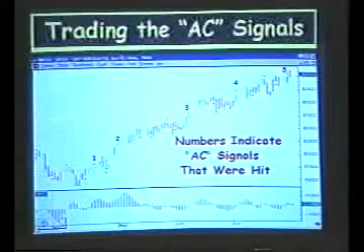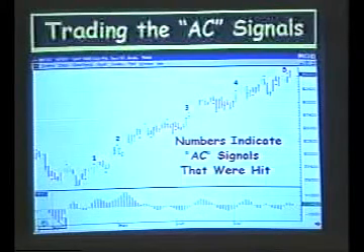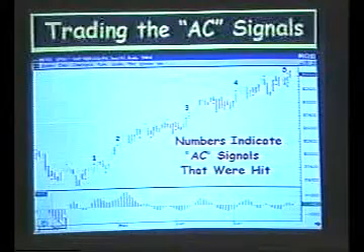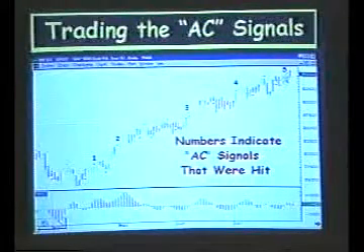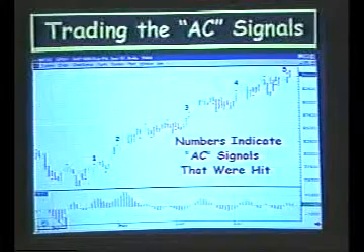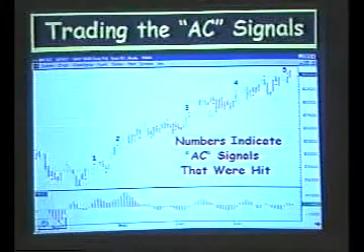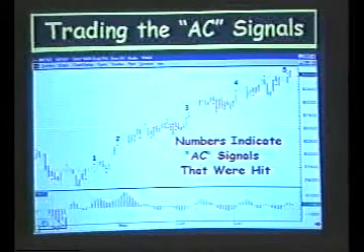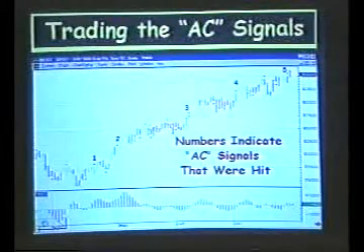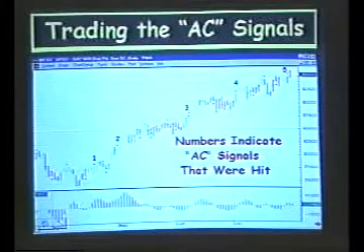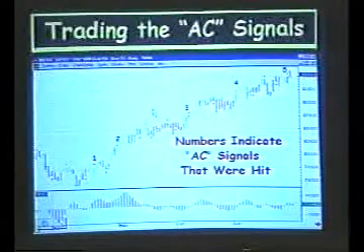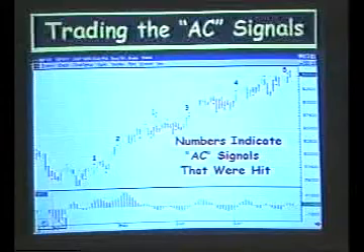Here are the signals that were hit. We had one here, the second one was hit there, the third one was hit there, the fourth one was hit there, and the fifth one was hit there. Now, each one of these is noted by these little dots, and notice that there are a number of dots where there's no numbers. These were signals that were generated but were not hit and were canceled by the market because of the AC. And again, don't worry about that. We'll talk about that later when we talk about the AC. And Justine will explain how we use the AC, how we create it, and how we trade it.